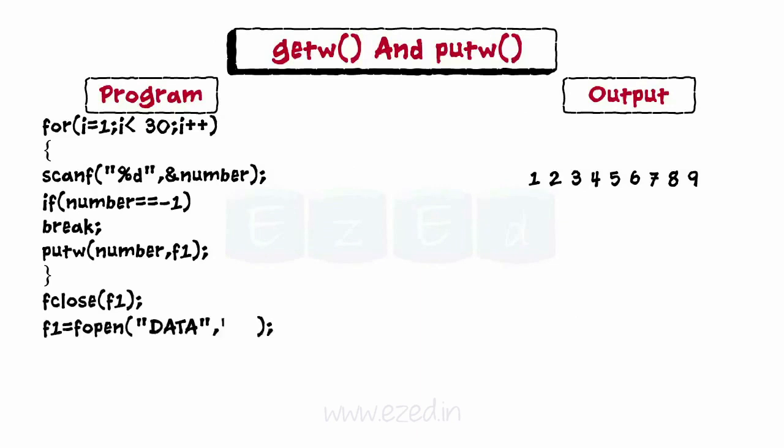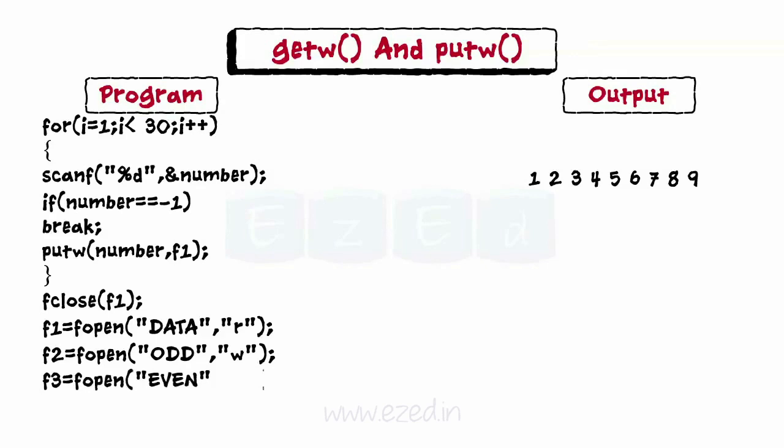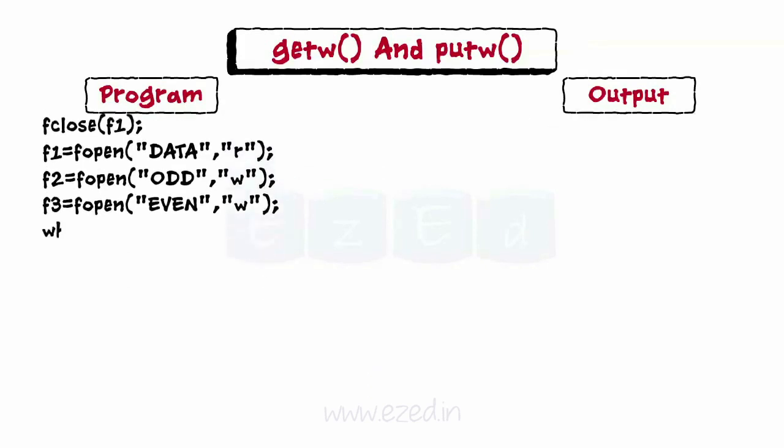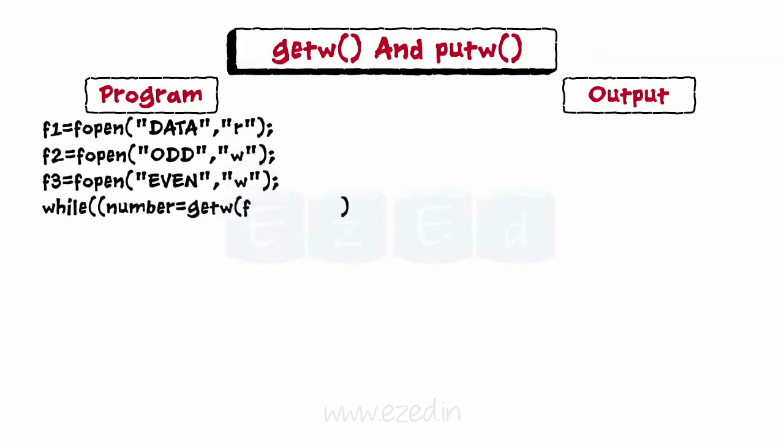Then file data is opened again in reading mode, while odd is opened in writing mode, which is pointed by f2, and f3 points to the file named even, which is opened in writing mode. A while loop is used to get each number from f1 till the end of file is reached. Then we apply the logic to sort even and odd numbers.